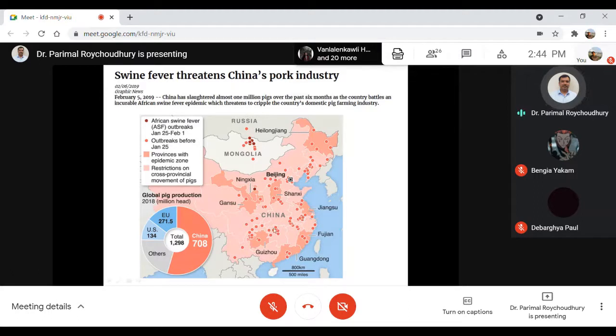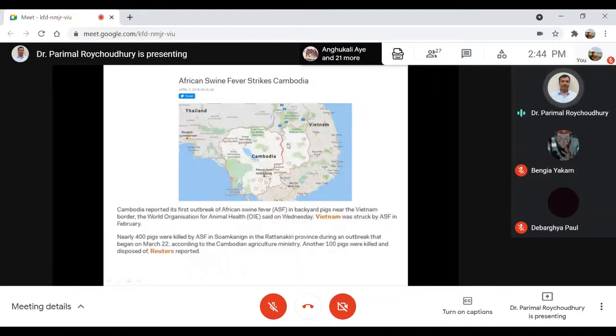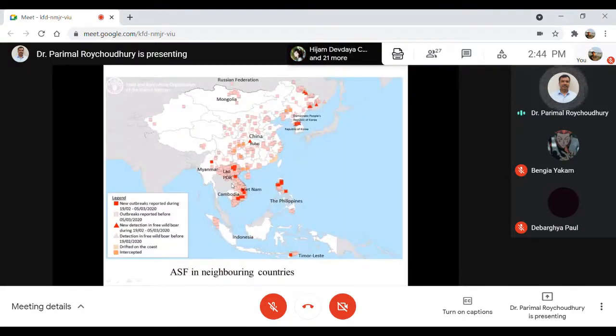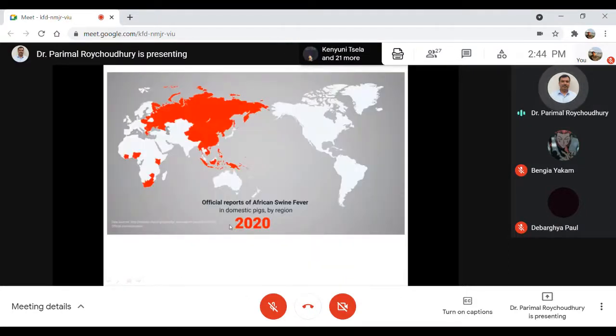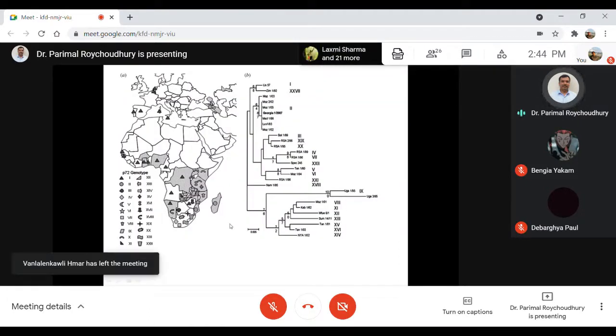As you know, China is the major producer of pork globally, and a huge pork crisis happened in different countries. The US totally banned importing pork from China, and it really devastated the economy very badly. Gradually, the OIE map started putting the different outbreak sites in Southeast Asia, and finally it entered the northeastern region. This is the OIE map of 2020 showing the prevalence of the virus. Okay.